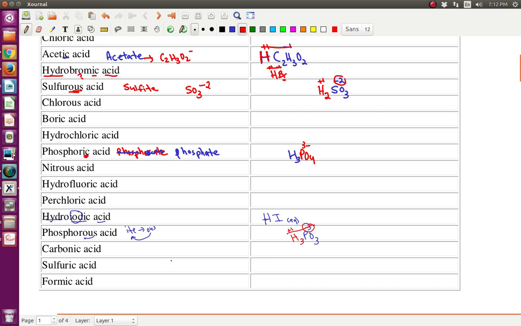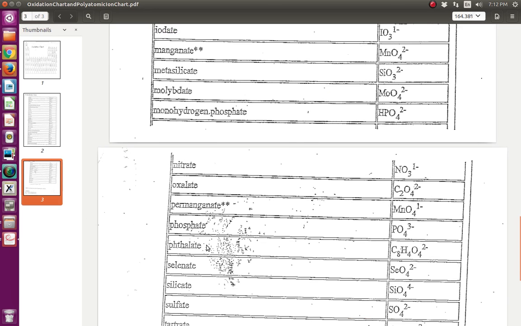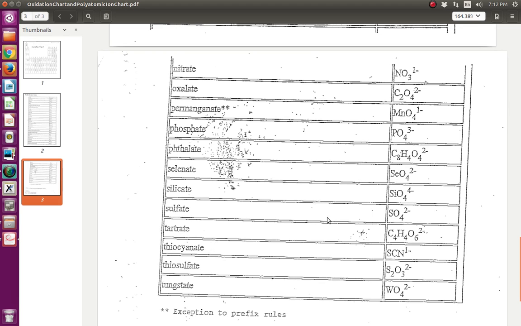Sulfuric acid is one of those you've got to memorize. So I hope you're starting to get this. I'm going to go ahead and do this one too. Sulfuric: ic becomes ate, so ate-ic-ite-ous, ate becomes ic, so ic becomes ate. Instead of sulfuric, I'm going to look for sulfate. It's got sulfur in it. So look at your chart, find the sulfate ion. There it is, SO4 2 minus.